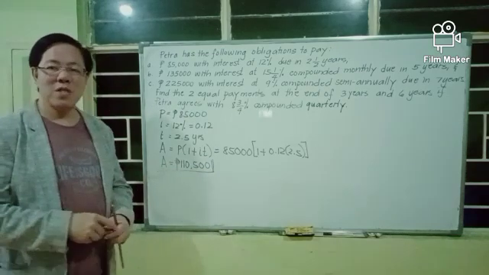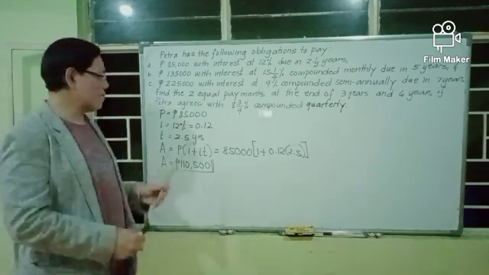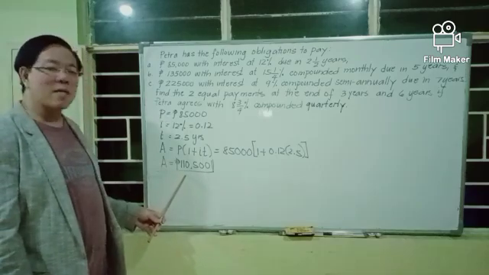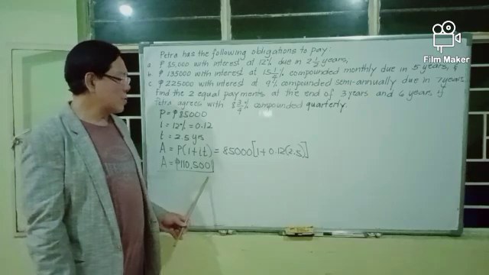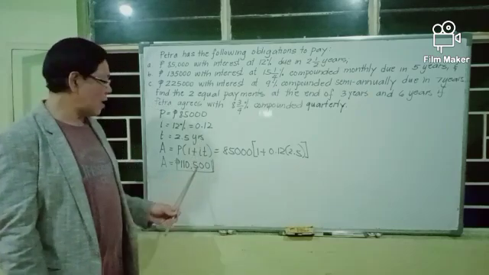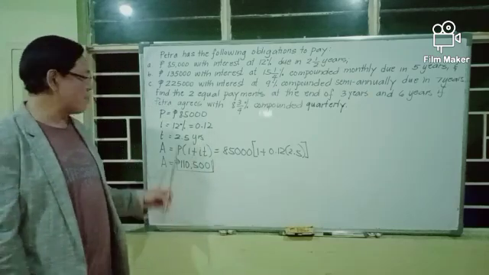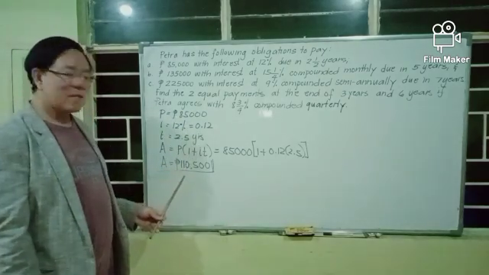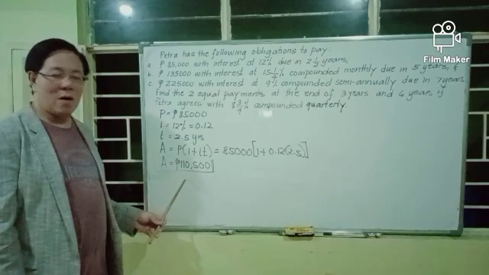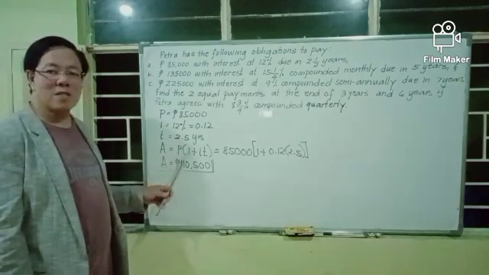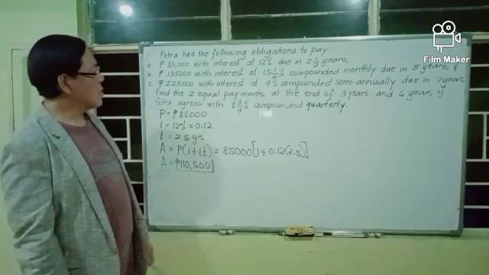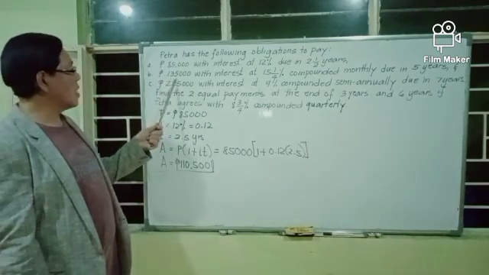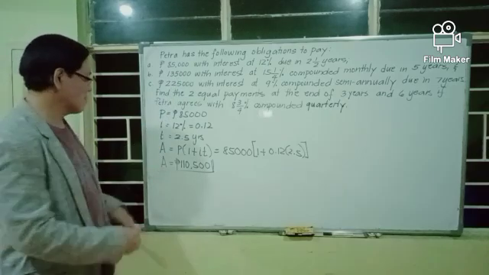This is the maturity value of the first obligation worth 85,000 pesos: 110,500 pesos due at the end of 2.5 years. And this amount includes the principal and the interest at 12% simple interest. And in the timeline, we will write this amount at the end of 2.5 years above the timeline. But first, we find the maturity value of the second obligation worth 135,000 pesos.